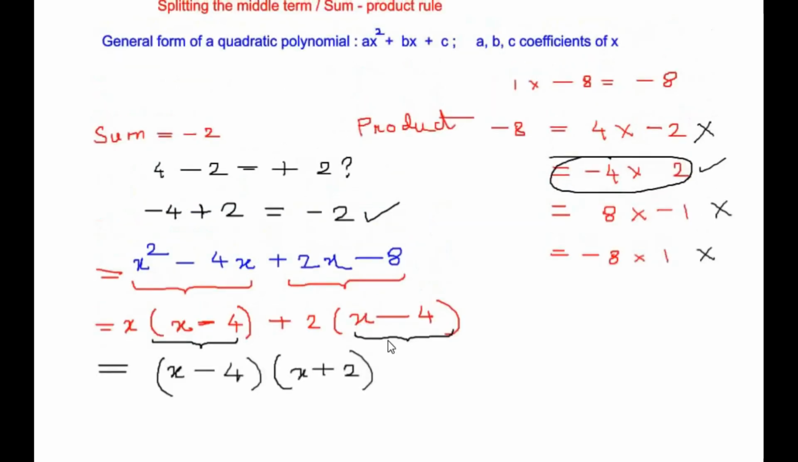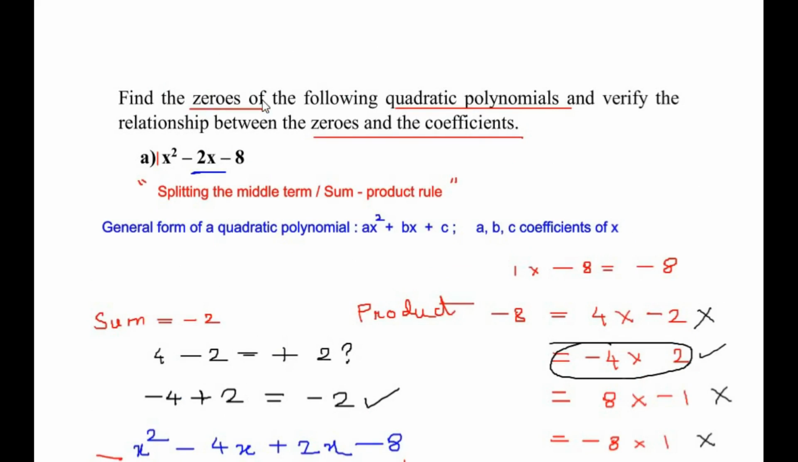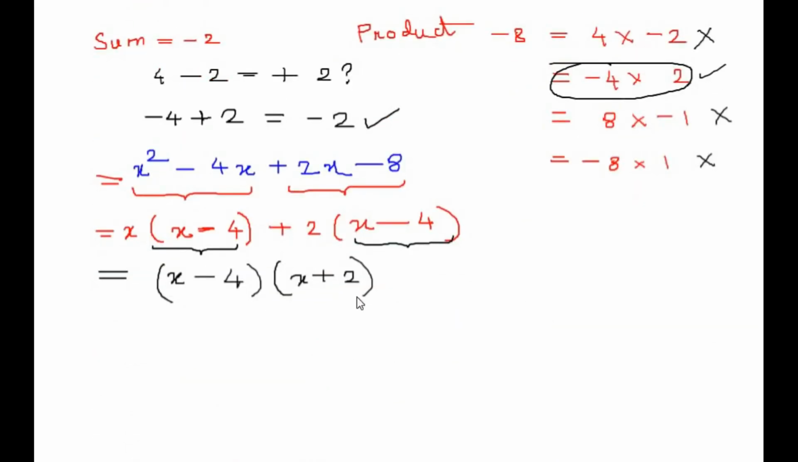Since the question asked us to find the zeros of the quadratic polynomial, whatever answer we have got, we have to equate it to 0 to get the value of x. So let us take the first factor, x minus 4, and equate it to 0. And let us take the second factor, x plus 2, and equate it to 0.